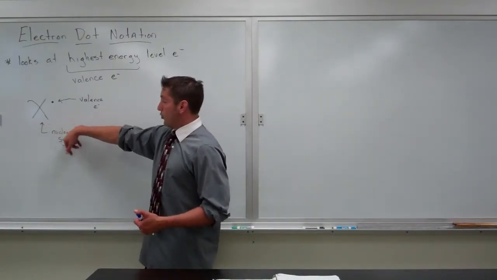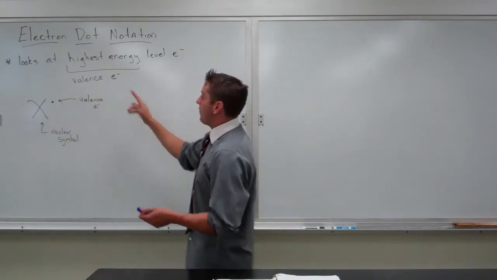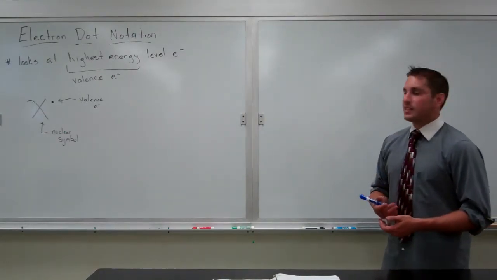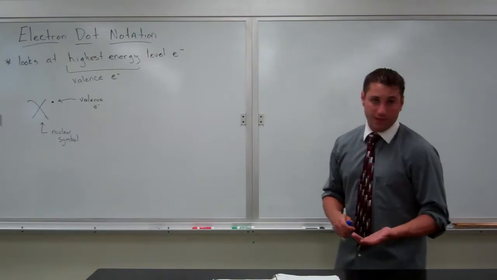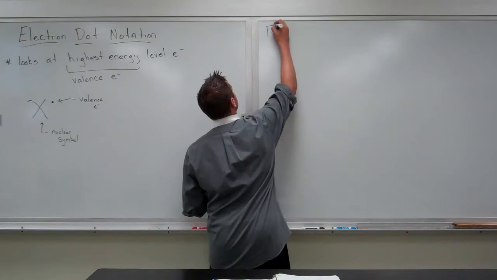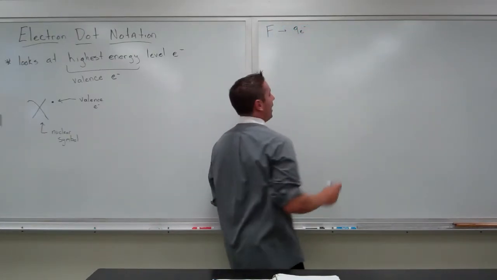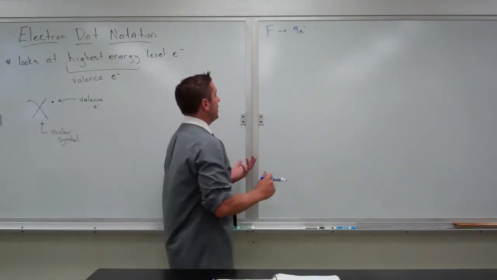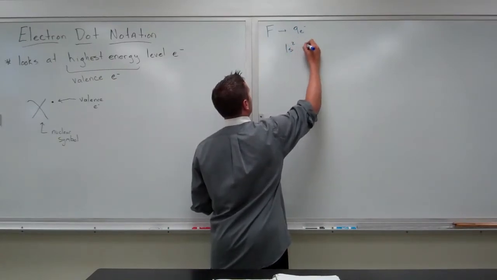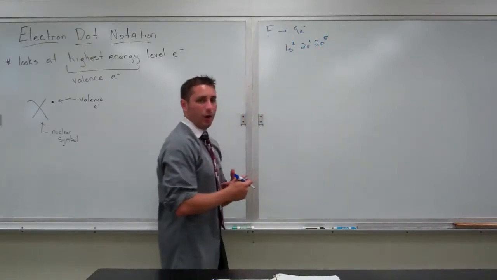You write the nuclear symbol of the element, like sodium's is Na, and then you put a dot for every valence electron that it has. To be able to determine the valence electrons, you have to be able to write an electron configuration. So, if you look at something like fluorine, fluorine has 9 electrons. If I were to write an electron config for this, it would be 1s2, 2s2, 2p5. And there are my 9.